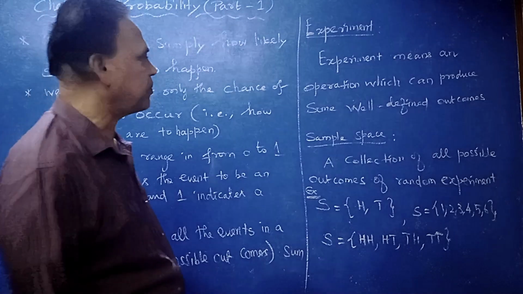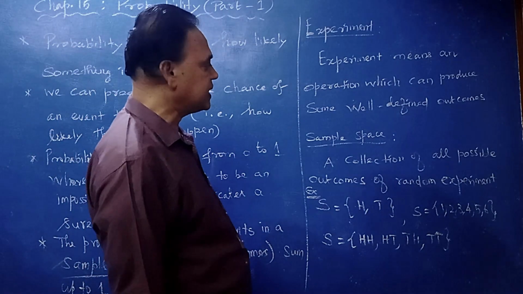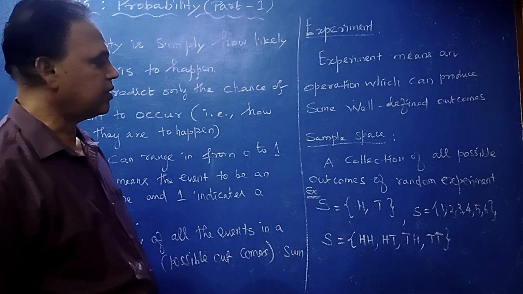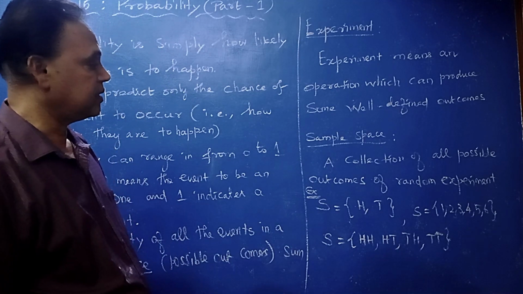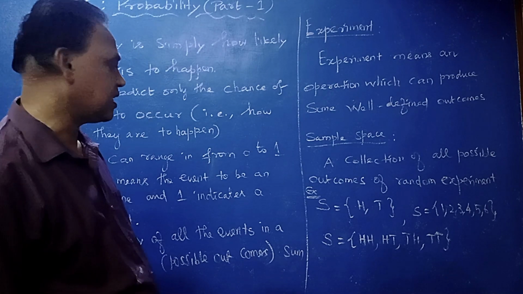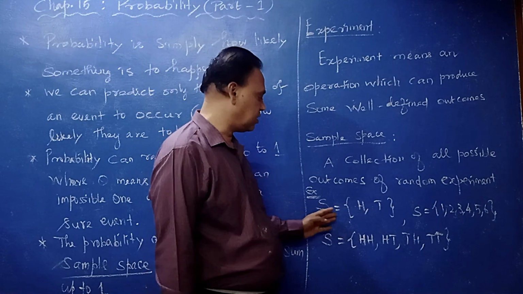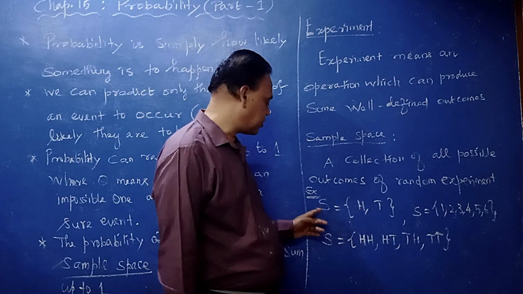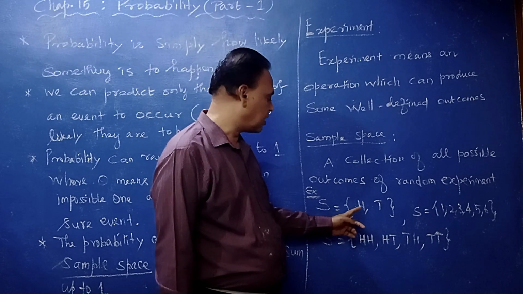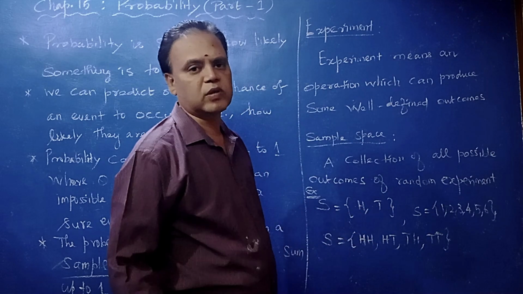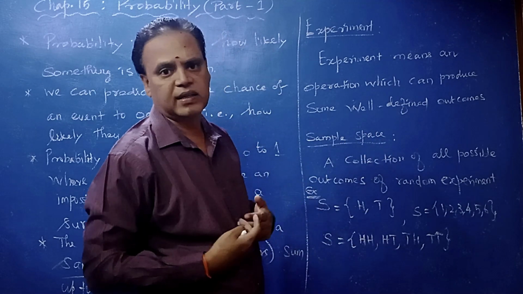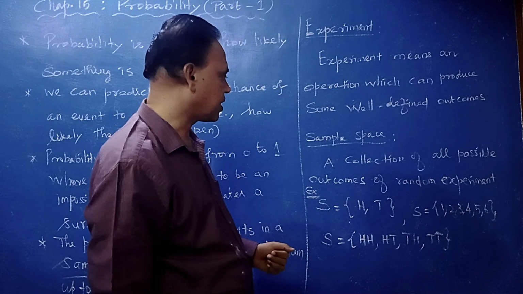Sample space. What is sample space? A collection of all possible outcomes of a random experiment. That is the sample space. Clear? For example, tossing a coin. The sample space is denoted by capital S, and the possible outcomes are head and tail. If you toss a coin, head may occur or tail may occur. That is the possible outcomes, right?